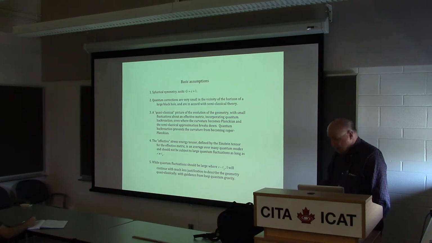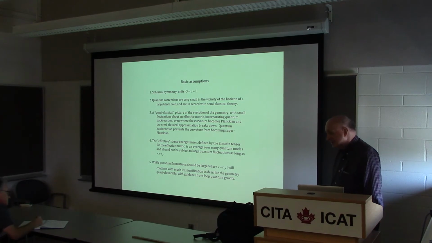So, okay, what are my basic assumptions? Well, first off, I'm going to assume spherical symmetry, because it's much simpler than anything else. And units G equals c equals 1. I'm going to assume that quantum corrections are very small in the vicinity of the horizon, in accord with this semi-classical calculation of the stress energy tensor.